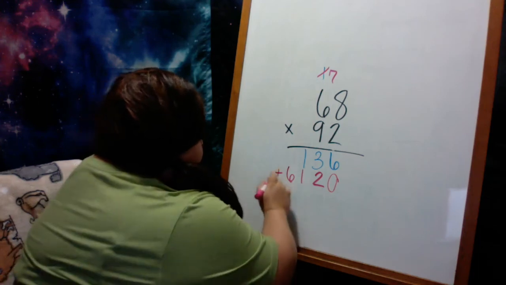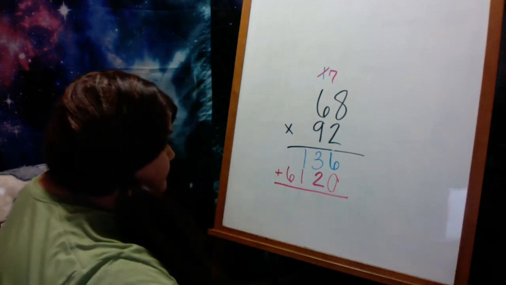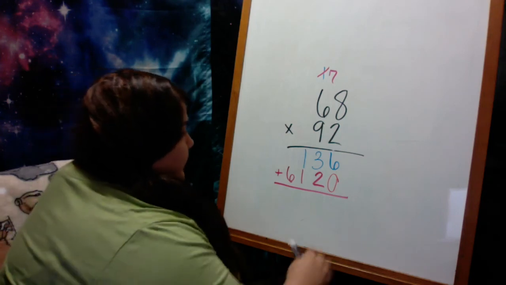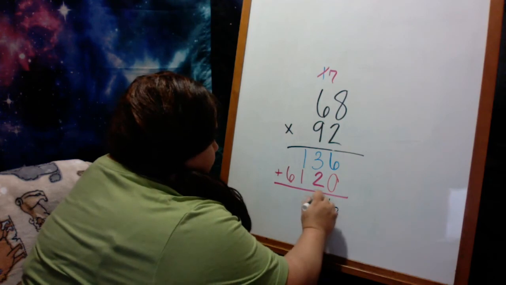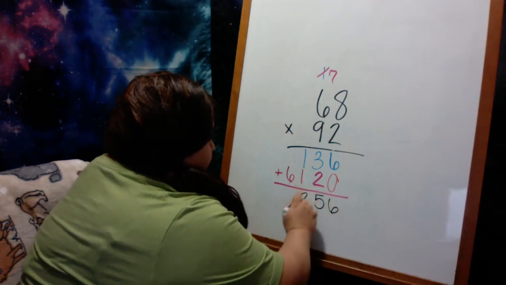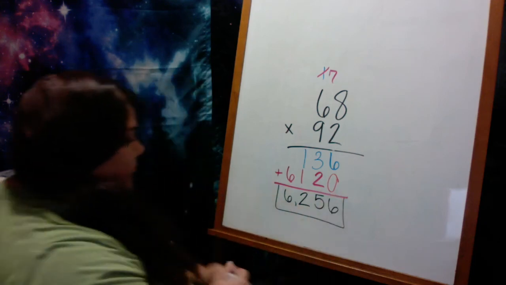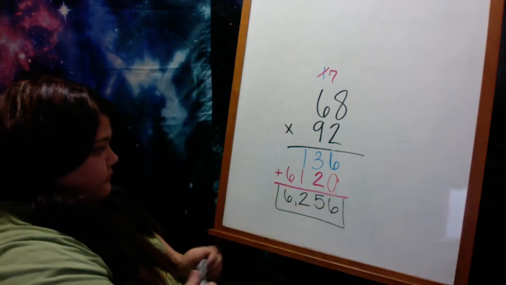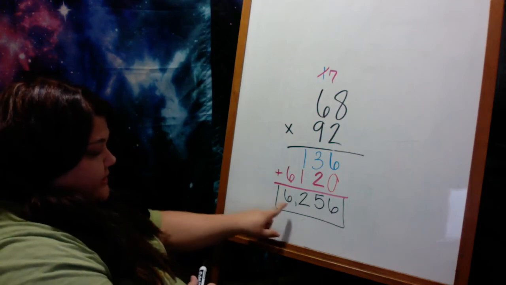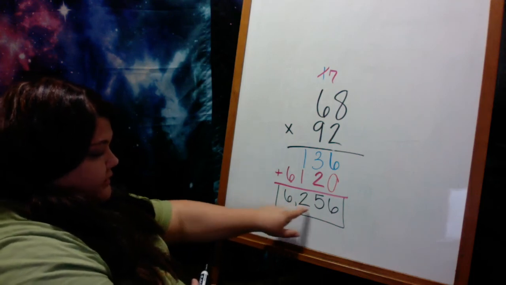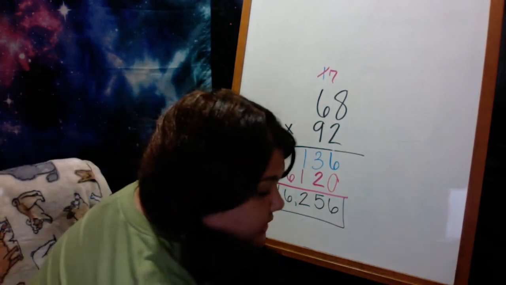And I'm going to add them up. So I have 6 plus 0, which gives me 6. 3 plus 2 gives me 5. 1 plus 1 gives me 2. And 6 plus nothing gives me 6. So 68 times 92 equals 6,256. Okay, so that was the first one on your math page.